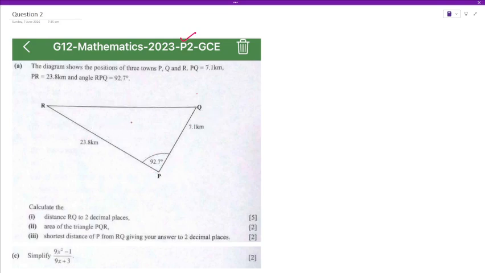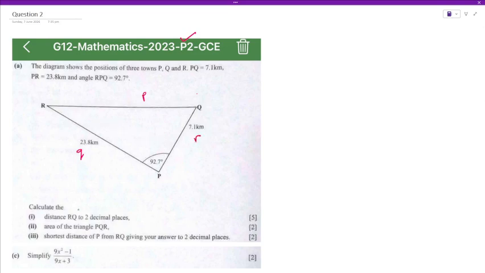So the first thing you're going to do is name the triangle according to the triangle notation. The side opposite P becomes a small letter p. The side opposite angle Q, which is this one here, becomes small letter q. The side opposite angle R, this one here, becomes small letter r.